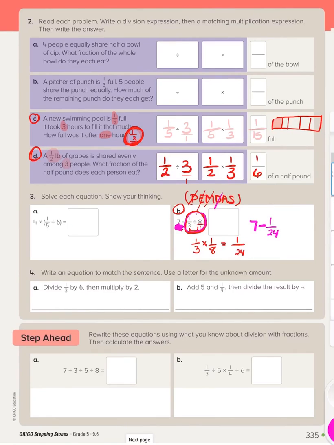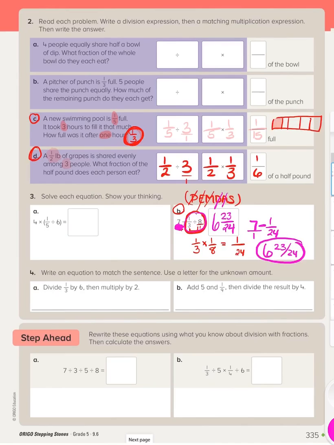Now, is there any more division left? No. Is there any addition left? No. Is there some subtraction left? Yes. 7 minus 1 over 24, which is the same thing as saying, oh, I changed the color somehow. It's the same thing as saying 7 over 1 minus 1 over 24. Right? Which would give us 6 wholes and 23 over 24, right? Which is what we learned in our old module, how to subtract fractions. Okay? All right. Let's look at 4.